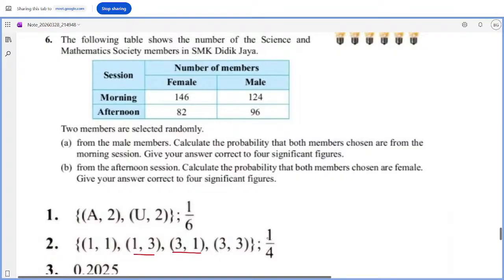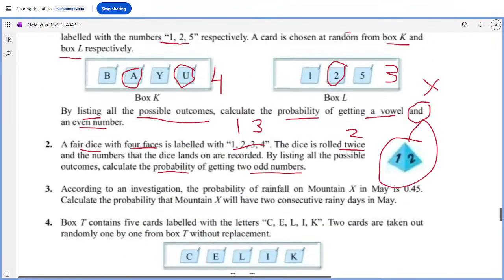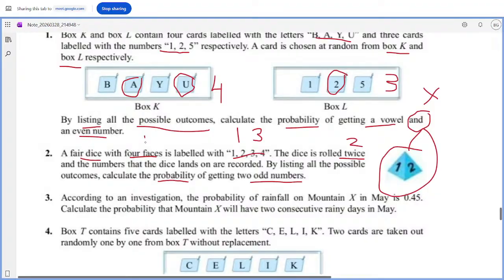So 4 over, wait. Sorry, mistake. Not 4 times 2. Sorry, I made a mistake here. It's 4 faces, with 4 numbers. This one you don't see. Okay, 4 times 4, total is 16. You got 4 faces and then label 1 to 4.